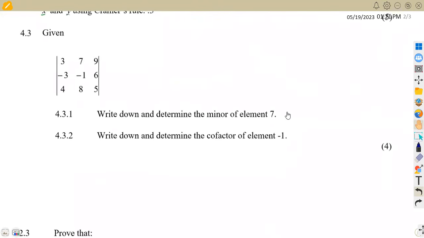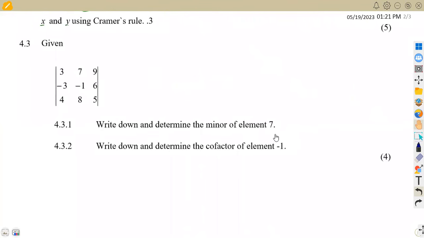Okay, 4.3, we are given in this part to write down and determine the minor of element 7, the minor. Okay, so from the definition that we had before, remember we said a minor can be determined by finding the determinant, all right? So this is determined by finding the determinant with respect to that element. So the minor of element 7 is going to be, we close the row and column where there is 7. So here there is our 7. It's in this row. So we close the row and the corresponding column.